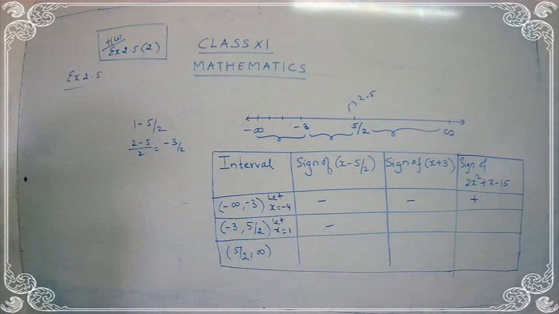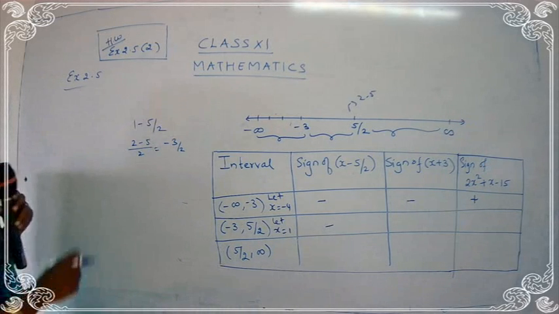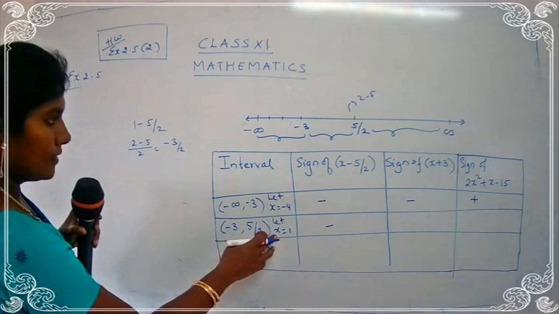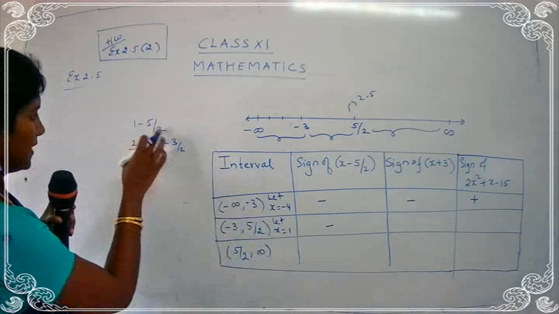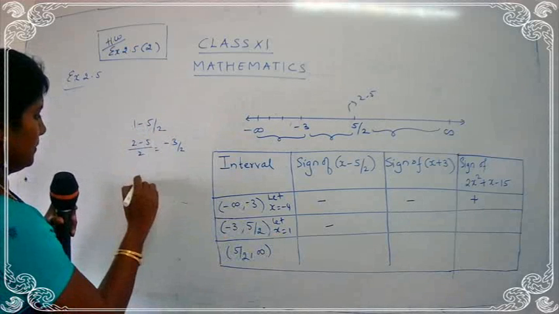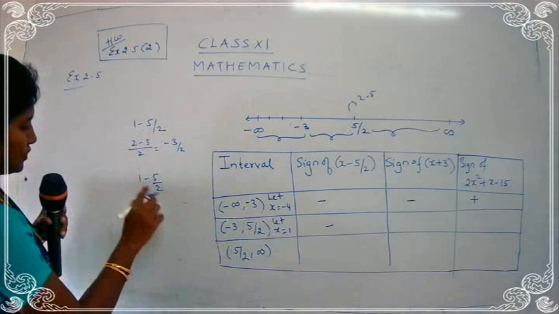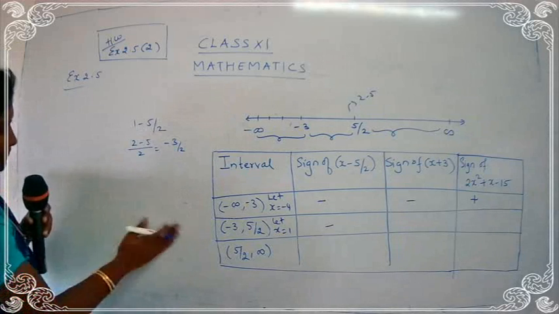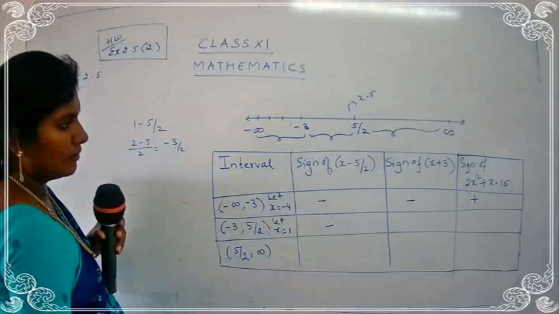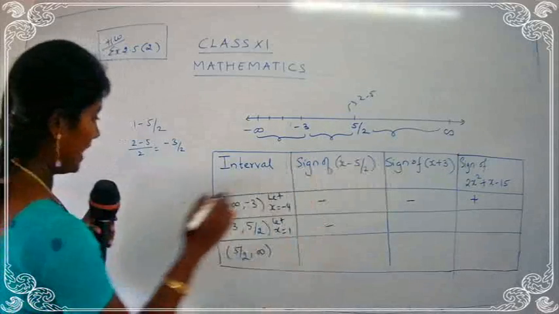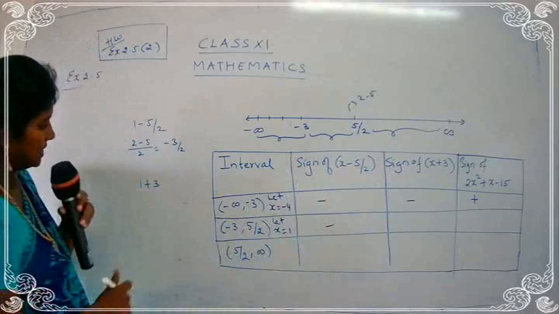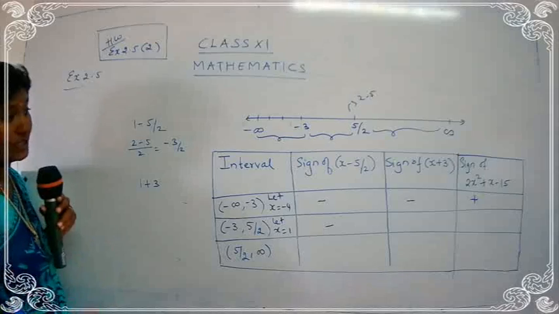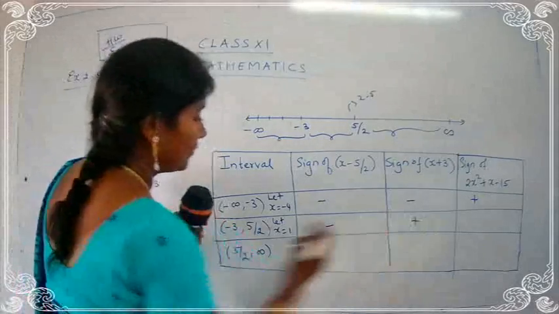Next. X plus 3. When I take 1, I get 1 minus 5 by 2. So 1 minus 5 by 2 means 2 ones are 2, 2 minus 5. So it's minus 3 by 2. So I get a negative answer. Then I'll take here 1 plus 3. Both are positive, so when both are positive, you get a positive answer. That's no problem here, so I'll write plus.